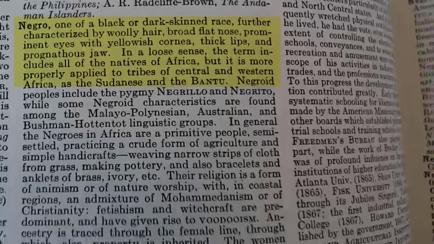In a loose sense, the term includes all of the natives of Africa, but it is more properly applied to the tribes of Central Western Africa, as the Sudanese and the Bantu. So by this time, the term Negro had been pretty much applied to all black brown people wherever the Europeans encountered them, whether in Japan, China, Africa, Caribbeans, and the Americas.